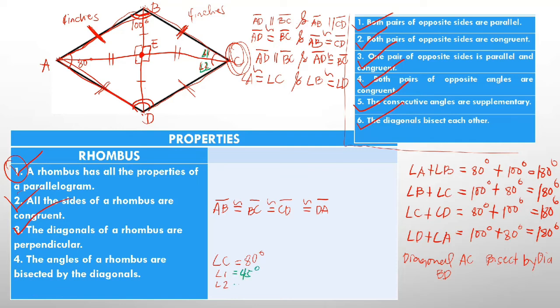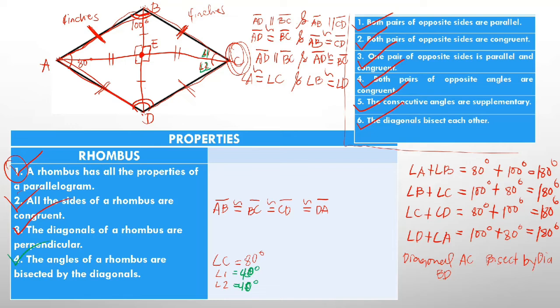Angle 1 is equal to 40 degrees and angle 2 is also 40 degrees. Bakit po siya 40 degrees? Like in the properties of our rhombus, it says the angles of a rhombus are bisected. Definition of bisect is divided into equal parts. So, therefore, kung hinati si angle C using the diagonals, then the measurement is divided into 2 equal parts. Kung si angle C is 80 degrees, then if dinivide natin siya by 2, then it is 40 degrees.